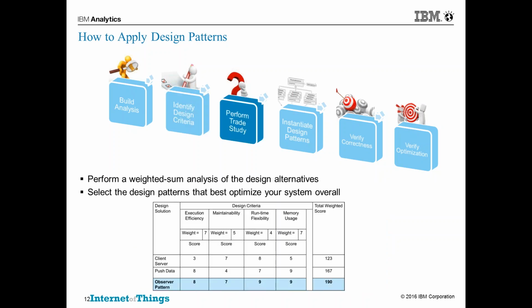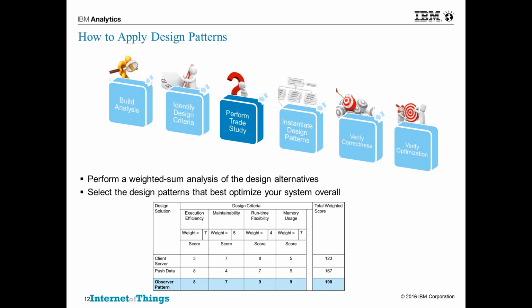And then we do what we call a trade study or analysis, where we look at our different design alternatives. I think about this in terms of a spreadsheet template, even if I'm just doing it mentally. But I like to actually draw this out because sometimes the optimal solution isn't obvious. Here the rows are different solutions. In our particular case we talked about before, a client-server architecture, a push data architecture, and an observer pattern. And then the columns are these different design criteria: execution efficiency, maintainability, runtime flexibility, and memory usage.